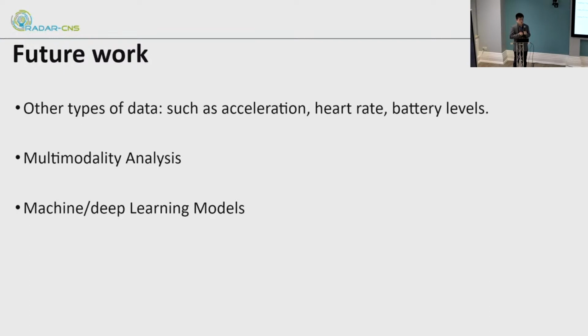And this result demonstrated the use of mobile technologies to monitor depression in real-world settings, and we will try some other types of data such as accelerations, heart rate, and battery levels to find their associations with depression. And we will also try to combine the features from different types of data to perform multimodal analysis. And we will also try some machine learning or deep learning models to predict the depression severity from these features.